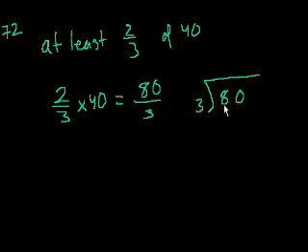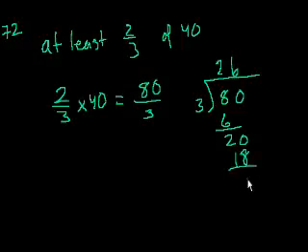Let's figure it out. 3 goes into 8 2 times. 2 times 3 is 6. 20. 3 goes into 20 6 times. 6 times 3 is 18. Then you bring down a 2. Bring down a 0. So it's going to just keep repeating. So you have to have at least 26.6 people vote for it.